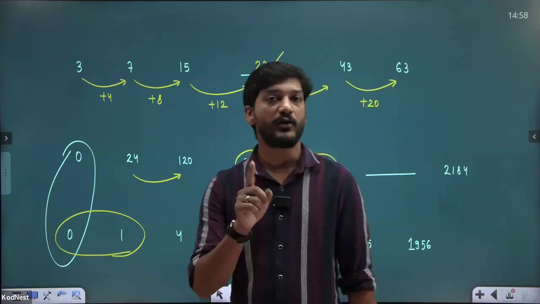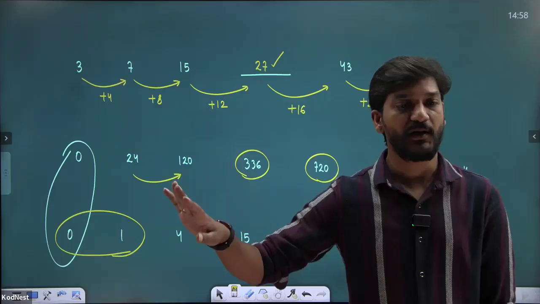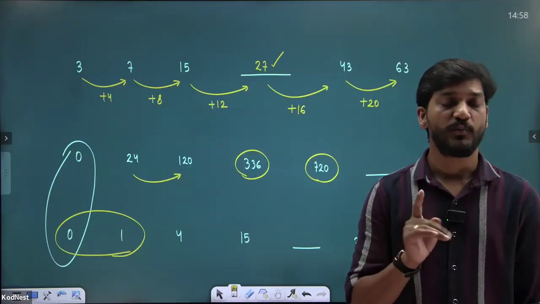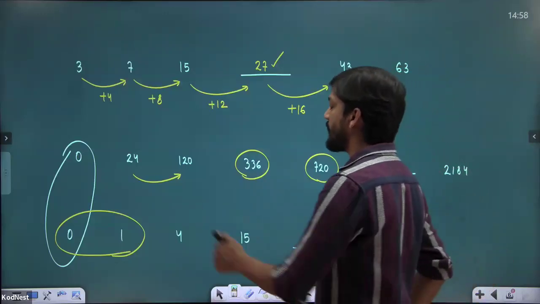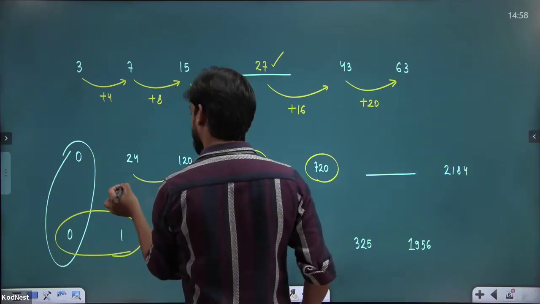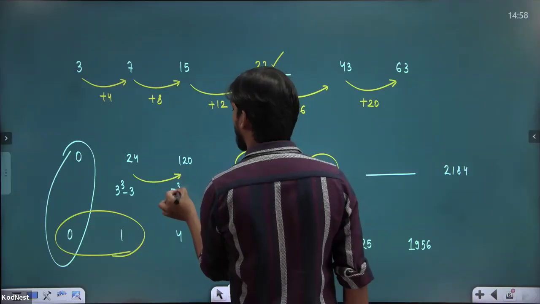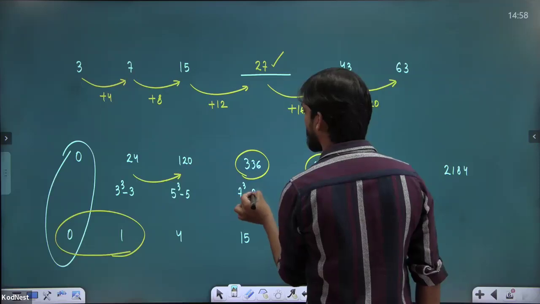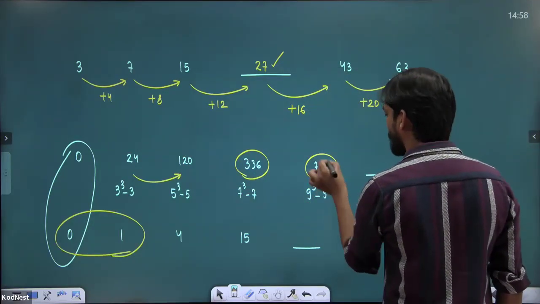So what do you think? What is working? Square or cube? Think cube separately, think square separately. What seems to be working? Cube is working, not square. Maybe square also is working, but cube will work very perfectly. So carefully observe. This is 3 cube, 27 minus 3. This is 5 cube, 125 minus 5. This is 7 cube minus 7, that is 336. 9 cube is 729 minus 9 will give you this.